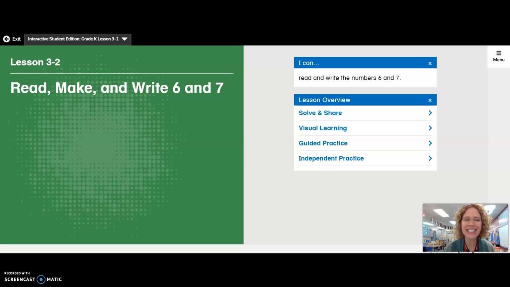Kindergarten friends, let's take a look at our math today. We're on lesson 3.2, and today let's read, make, and write 6 and 7. So our objective, what we want to do today, is I can read and write the numbers 6 and 7. All right, let's continue.